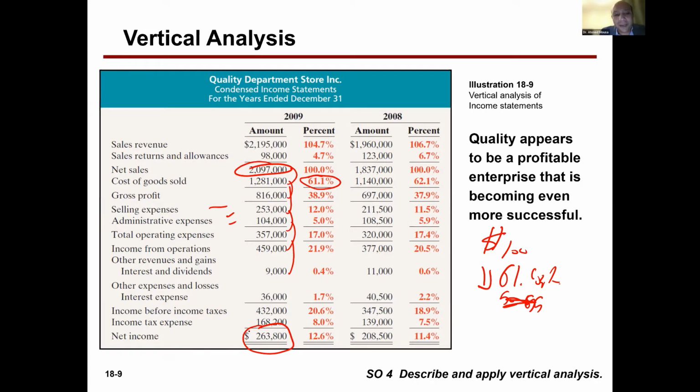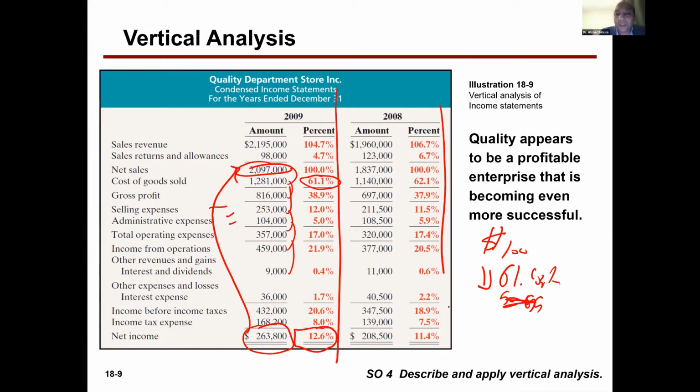Forget about this number as a figure. Convert it to a percentage. So divide this amount by the sales. It will show you that you have generated a net profit margin of 12.6%. Net profit margin. This is for 2009.